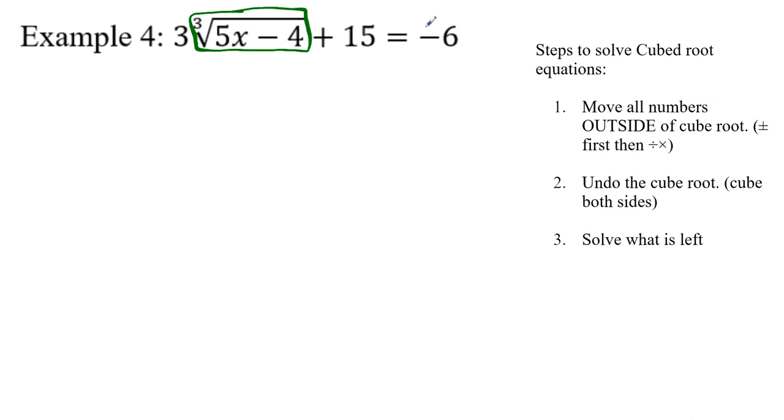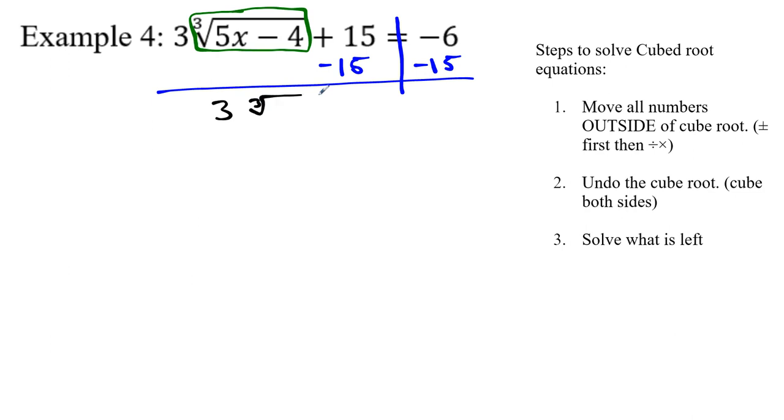Again, we got to move everything away from it. So we're going to minus 15 first, because we always add, subtract before we multiply, divide. So now I got 3 times the cube root of 5x minus 4 is equal to negative 21. Then we'll continue to go with this.